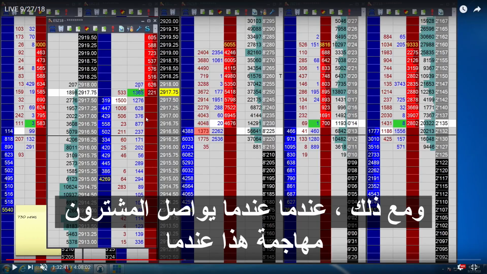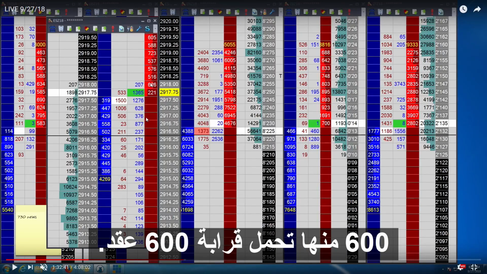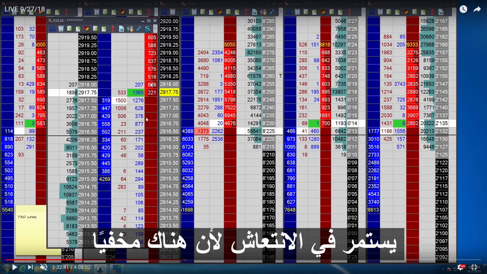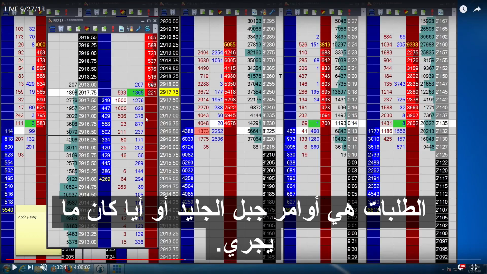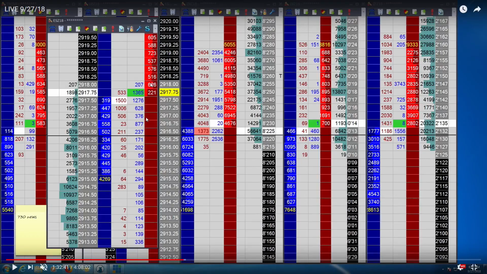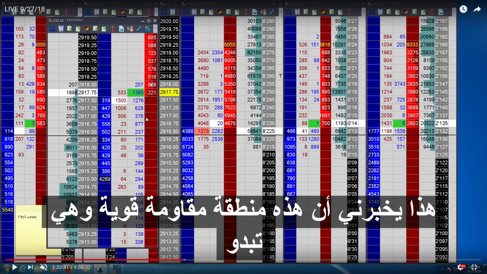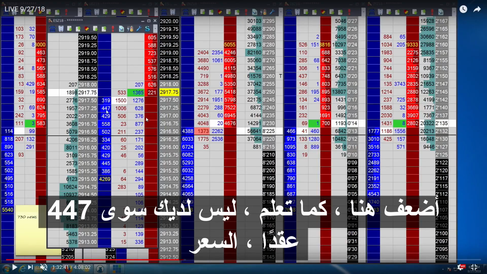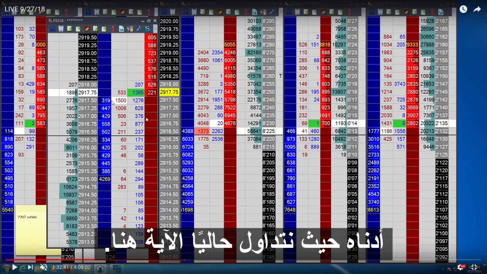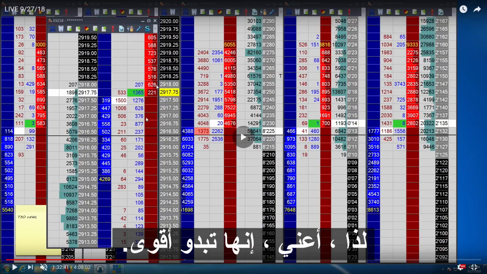However, when the buyers continue to attack the 600 and it holds firm around 600 contracts, it keeps refreshing because there's hidden orders or iceberg orders or whatever's going on. That's telling me that's a strong resistance zone. And it's looking weaker down here. You only have 447 contracts in the price below where we're currently trading versus here. So, I mean, it just looks stronger.